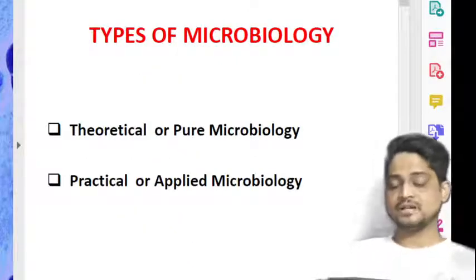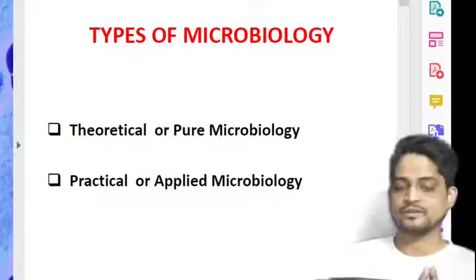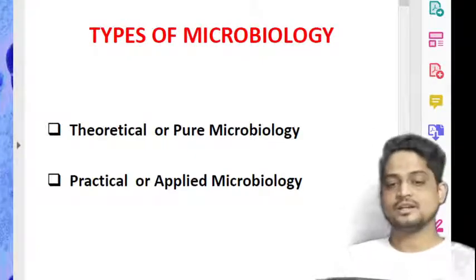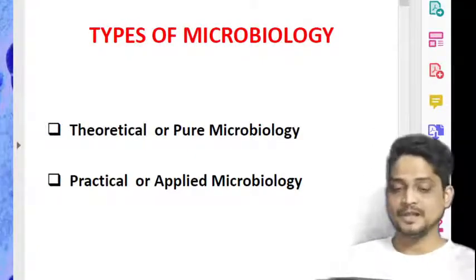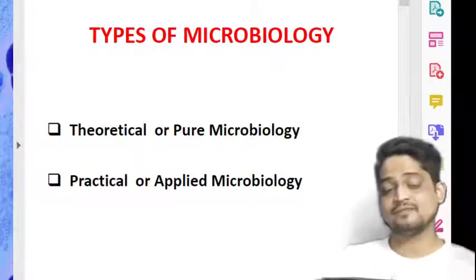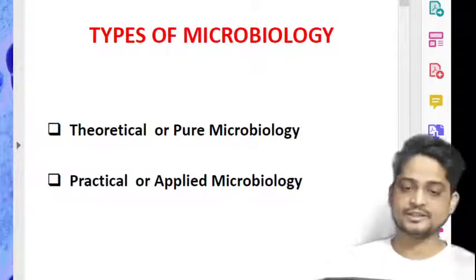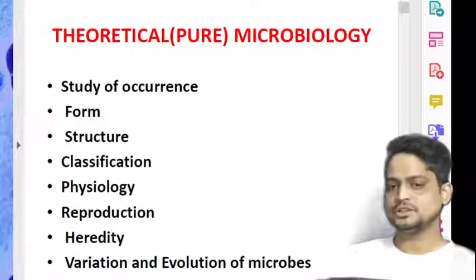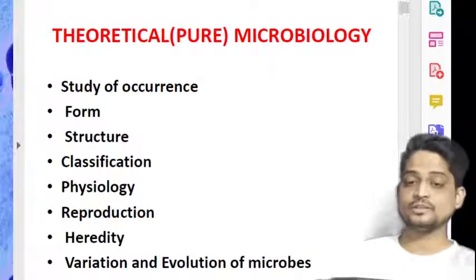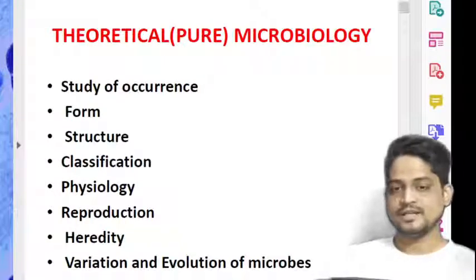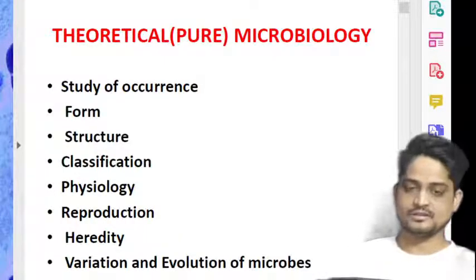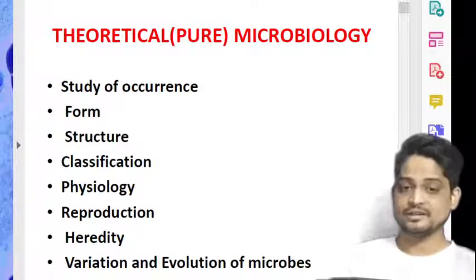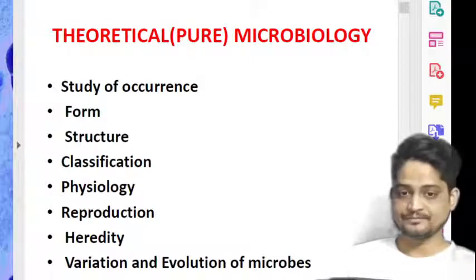When we study microbiology, it actually comes in two different manners. First is theoretical or pure microbiology, and the second is practical or applied microbiology. Both have their own significance in their own field, and both have different scopes. Pure microbiology is the study of occurrence: anything that exists or occurs in nature comes under this category.